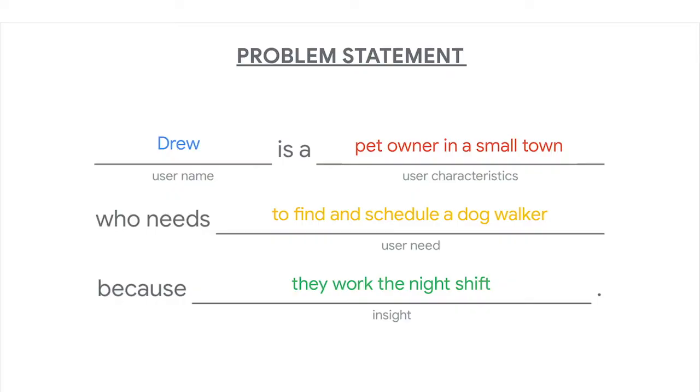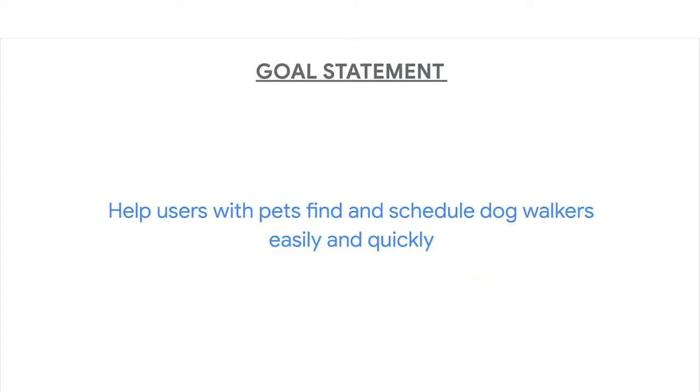Let's revisit our dog walking app. Remember, our problem statement was, Drew is a pet owner in a small town who needs to find and schedule a dog walker because they work the night shift. And our goal statement was, help users with pets find and schedule dog walkers easily and quickly. Let's create a storyboard to describe how Drew gets from the problem they're currently facing to the goal when using our product.